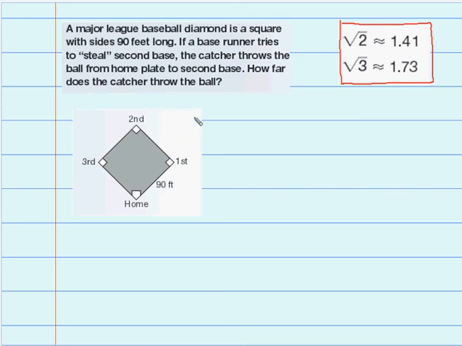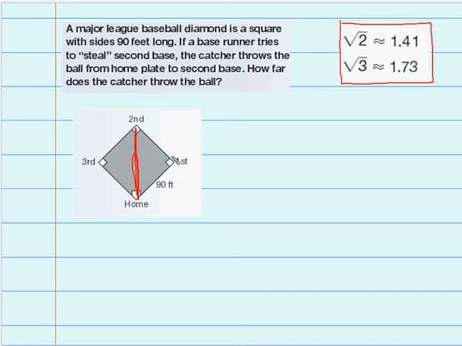Okay, so this is the last problem I have for you today. Here we have a baseball diamond. It's a square, and our sides are 90 feet long. So if a base runner tries to steal second base, so he's going to run from first to second, and the catcher throws the ball from home plate to second base, how far does he throw the ball? So we want to know this length right here. Okay? We want to know how far that is.